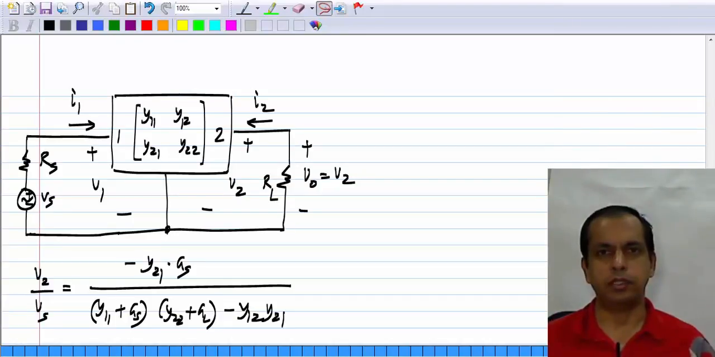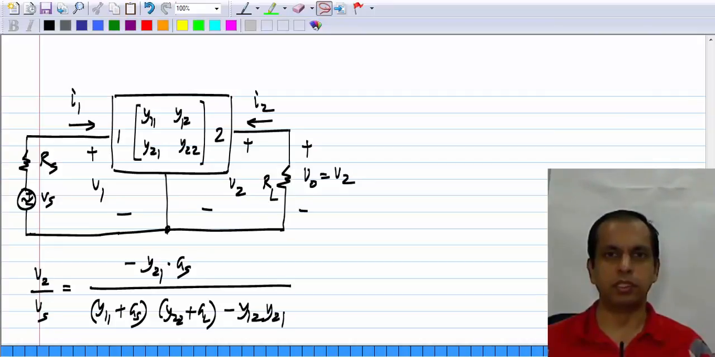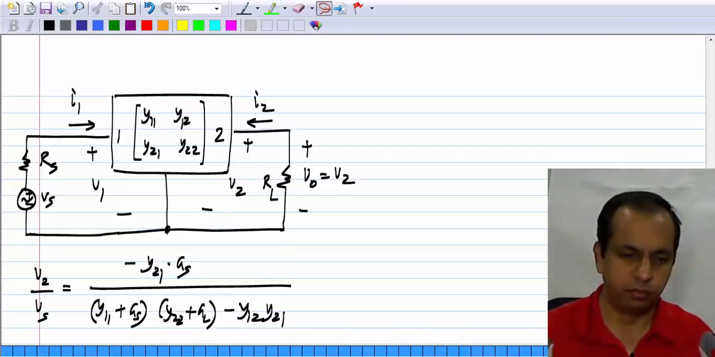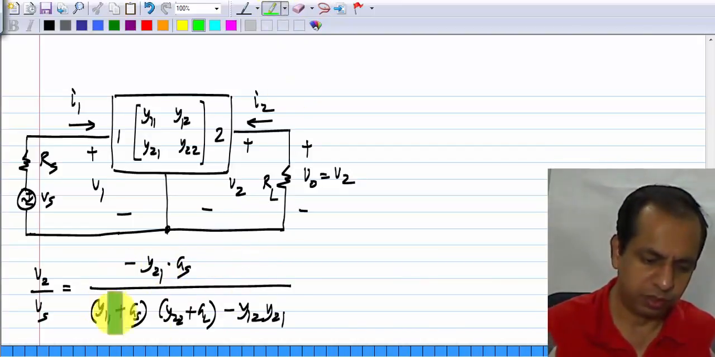We evaluated the gain of a 2 port. To port 1 we connect a signal source, which is modeled by a voltage source in series with a resistance, and to the other side we connect a load, which is modeled by a load resistance RL, and the expression for the voltage gain we obtained was this one.